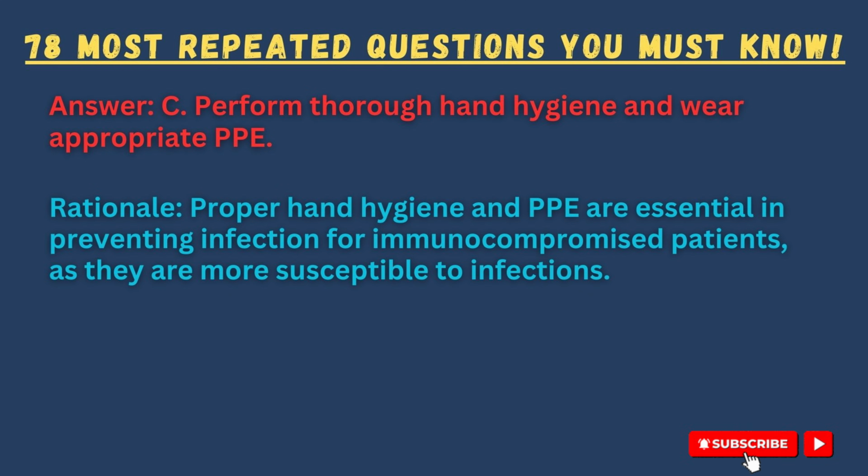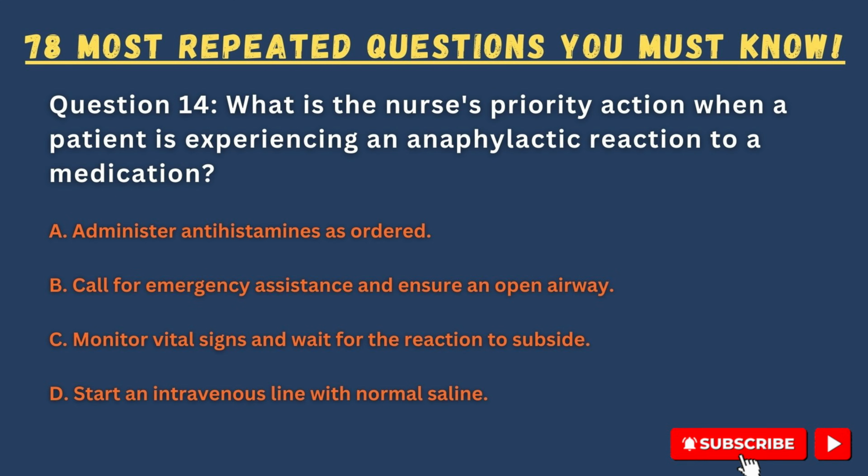Answer: C. Perform thorough hand hygiene and wear appropriate PPE. Rationale: proper hand hygiene and PPE are essential in preventing infection for immunocompromised patients, as they are more susceptible to infections. Question 14. What is the nurse's priority action when a patient is experiencing an anaphylactic reaction to a medication?